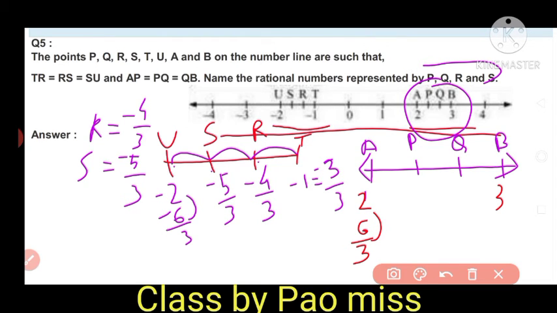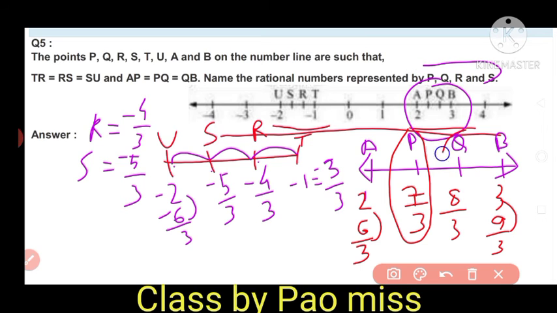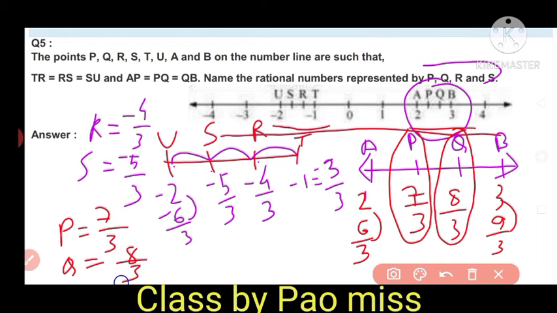So next will be here 7 upon 3, the next will be 8 upon 3, and here 9 upon 3, and 9 upon 3 is again equal to 3. So what value did we get for P? P is equal to 7 upon 3 and Q is equal to 8 upon 3, because they are all equal, means their units are the same. Their units are the same means they are divided equally as a rational number.